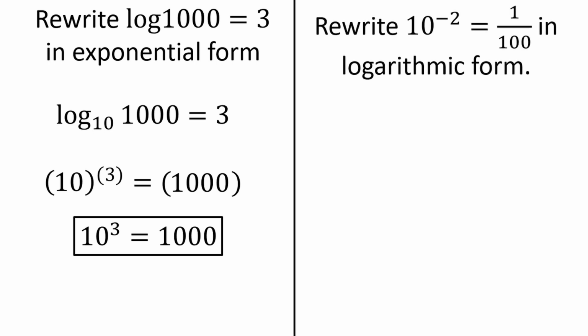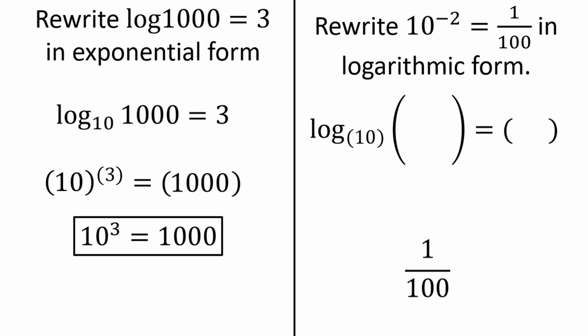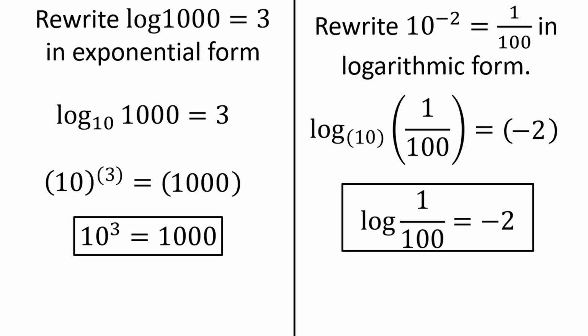Alright, how about 10 to the negative second is equal to 1 over 100, which we would like to rewrite in a logarithmic form. We have log base blank of blank is equal to blank. We use left, right, and center to fill in the blanks. Log base 10 of 1 over 100 is equal to negative 2. But log base 10 is the common log, so we don't need to write the base of 10. We can just write log of 1 over 100 is equal to negative 2.